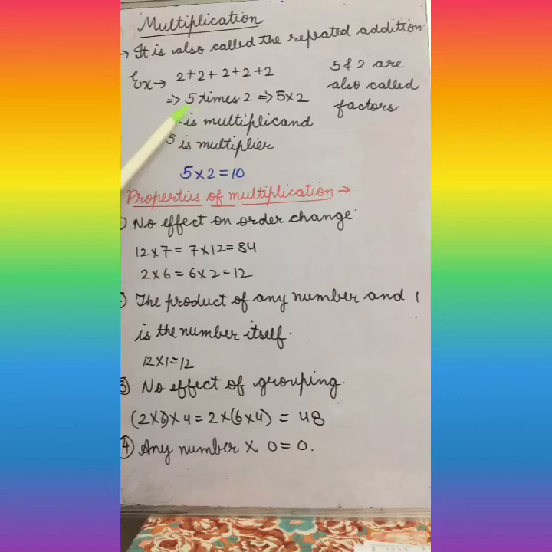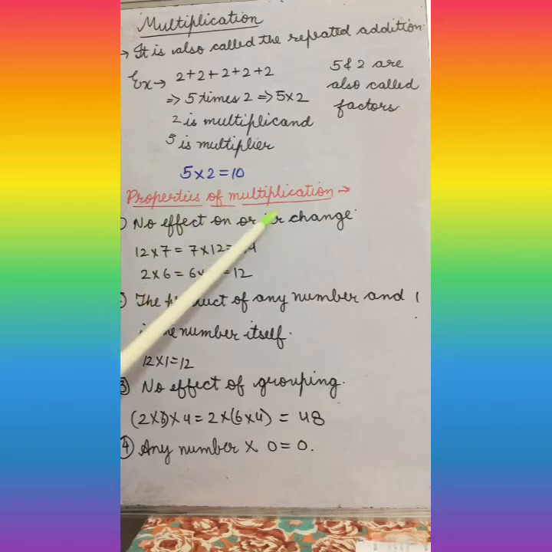Now here the multiplicand is the number which is coming over here, and how many times it is repeated is the multiplier. So here 5 is the multiplier in this case and 2 is multiplicand. These two can also be represented as 5 multiplied by 2. These two are also called factors of 10.